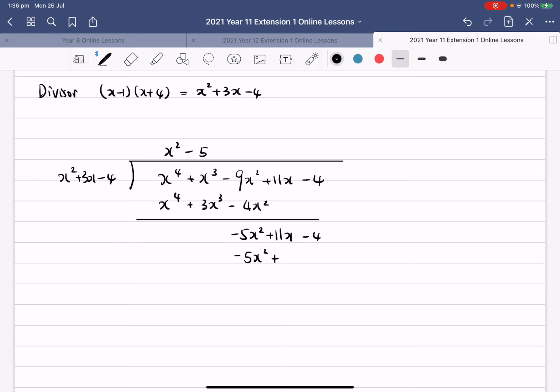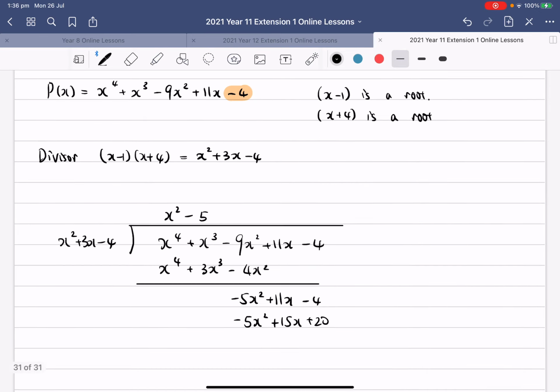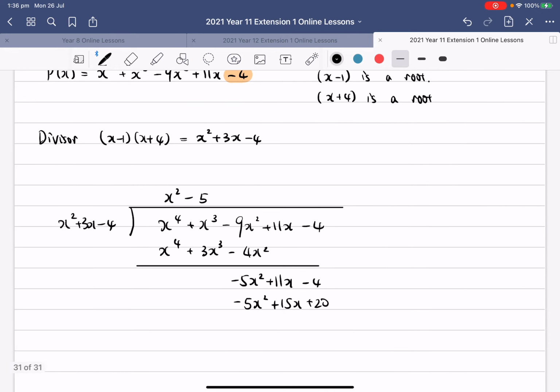Did I do this question right? Okay, minus 5 plus 15x plus 20. I think I made a mistake again. Why do I keep making mistakes? Where did I make a mistake here?